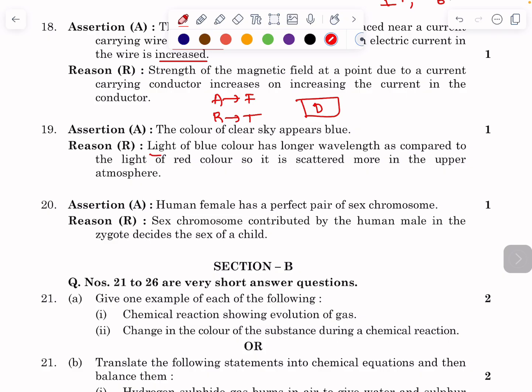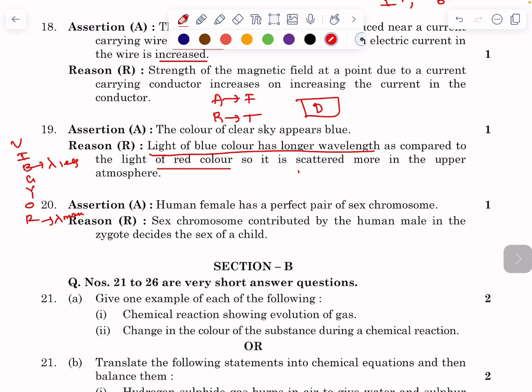Light of blue color has longer wavelength. You see VIBGYOR: violet, indigo, blue, green, yellow, orange, red. So red has more wavelength, lambda maximum, whereas blue has less wavelength. But here it is given that light of blue color has longer wavelength as compared to the light of red color. This is not correct, right? So it is scattered more in the upper atmosphere. No, it is not correct. Blue color light wavelength is less than red color wavelength.